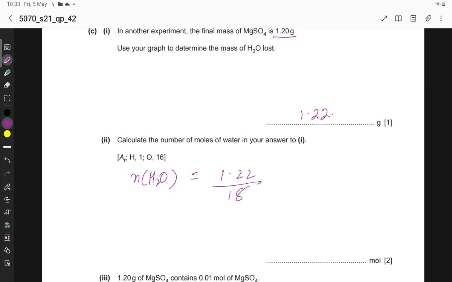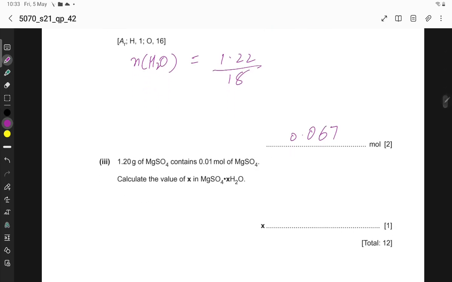1.22 divided by 18 is equal to 0.067. 1.20 gram of magnesium contains 0.01 mole of magnesium sulfate. Calculate the value of X in magnesium sulfate and water.